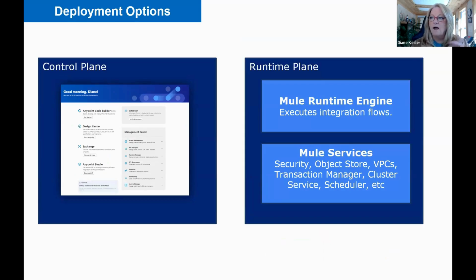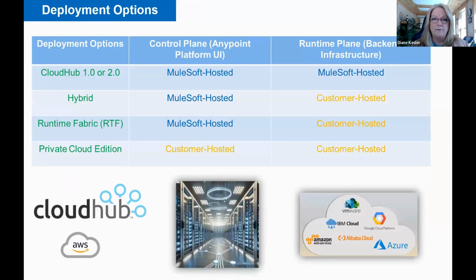Now, remember, this is kind of a reminder. We've got the control plane, which is anypoint.mulesoft.com, and then we've got the runtime plane. And the runtime plane is where our Mule runtime is running, any of those Mule services, like the object store, transaction manager, etc. There are several things there. The virtual private cloud. On our servers, we would be responsible maybe for managing a lot of those services there. So high level, looking at this, and by the way, I'll get you a copy of these slides. You're welcome to have them.